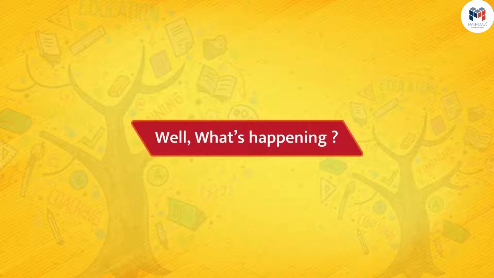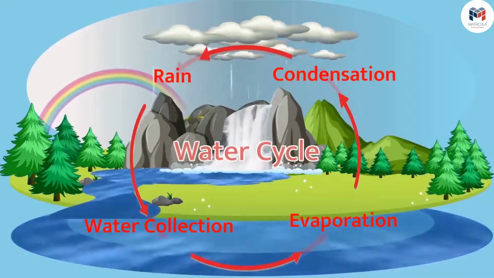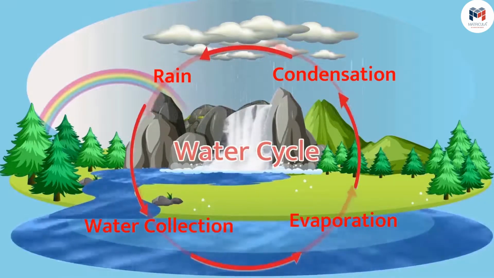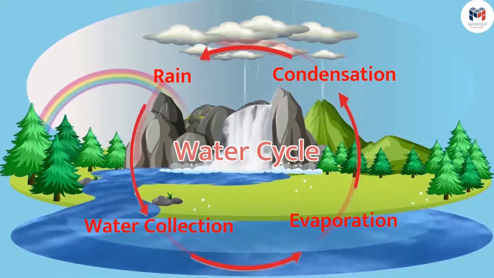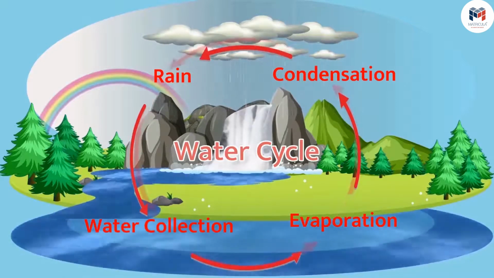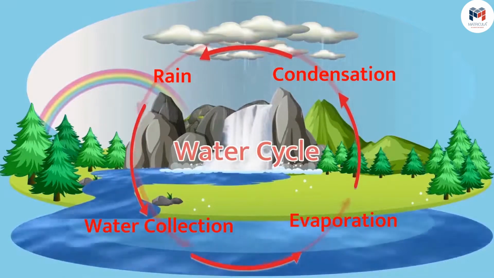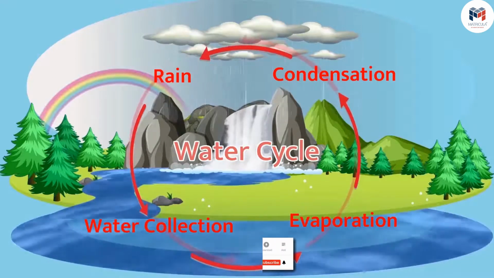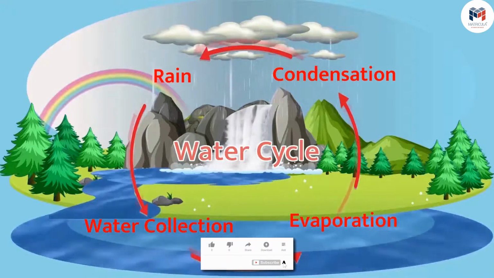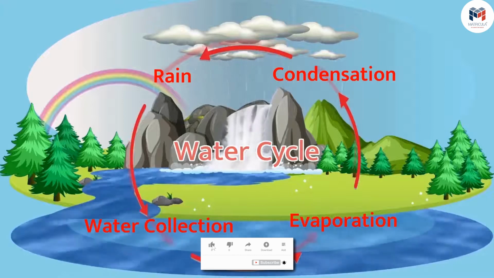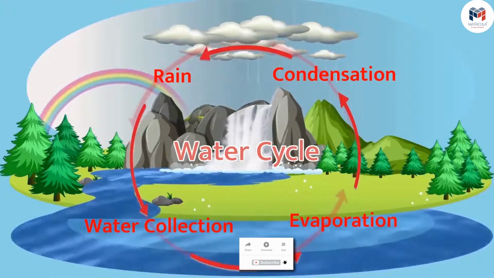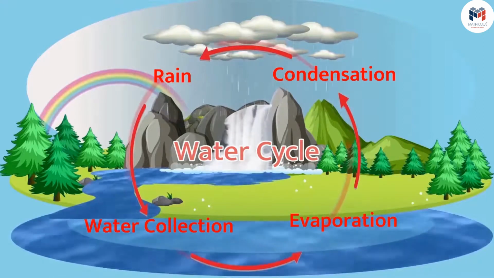Well, what's happening? The water evaporates from the reservoir and falls to the ground in the form of rain and joins the water bodies. And then again the water evaporates from the reservoir. So in this way, water is moving in a circular manner, and this is called the water cycle.